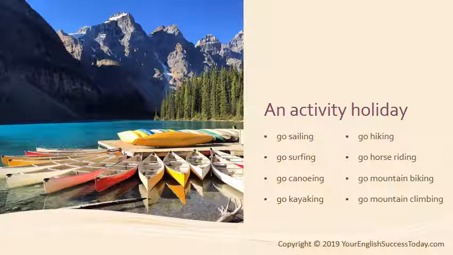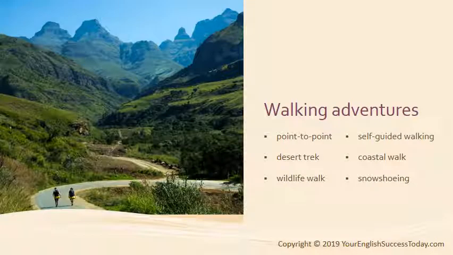An adventure holiday, on the other hand, is a type of organized holiday in which people do new and exciting things, for example, a trek or a safari. Sometimes you can refer to an activity holiday as an adventure holiday. Now let's look at walking adventures. Point-to-point walking holiday. You get a travel itinerary with the places to go to on foot. Itinerary is a plan of your journey, including the route and the places that you visit.